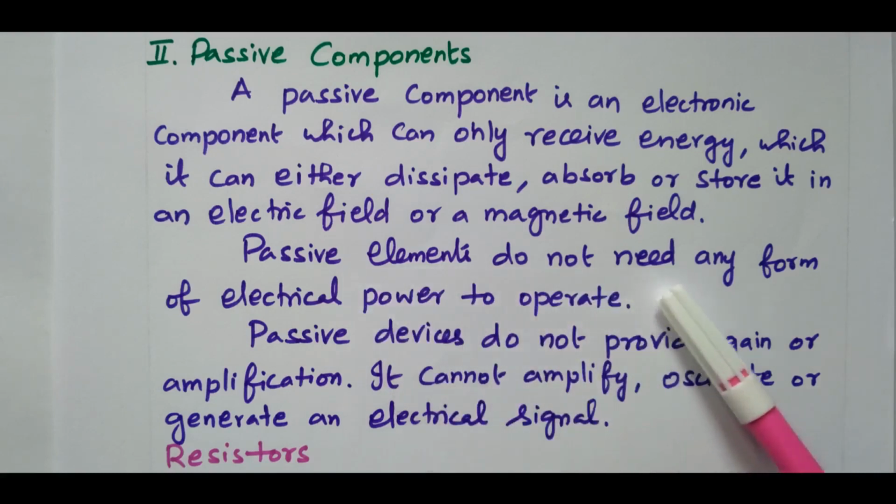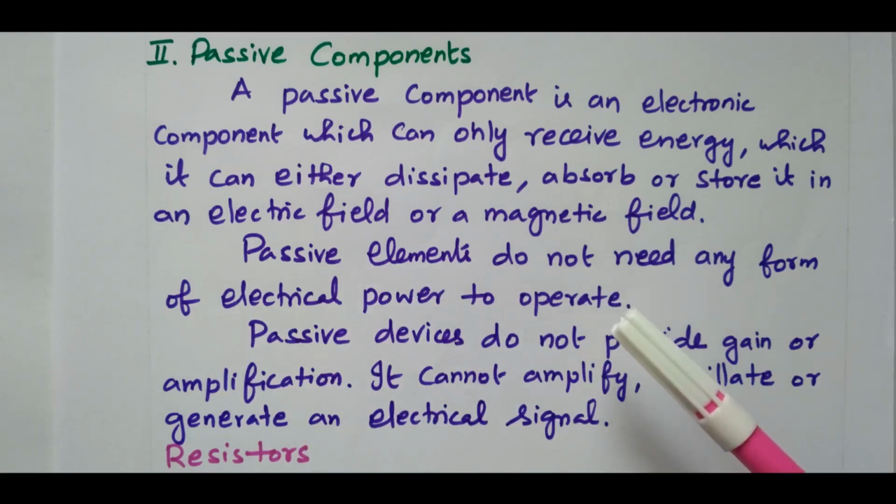Passive elements do not need any form of electrical power to operate. There is no specific power needed to operate these elements. If you connect it in the circuit, it will do the work. No need for any power to operate. Passive devices do not provide gain or amplification. Either it will absorb the energy, dissipate the energy, or store the energy. It cannot amplify, oscillate, or generate an electrical signal. It will not do any amplification.